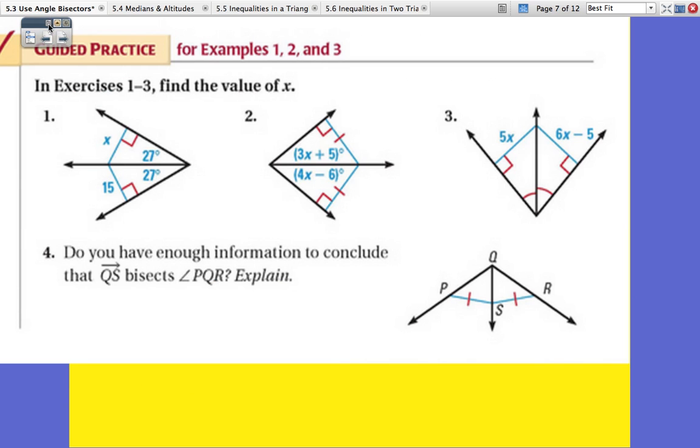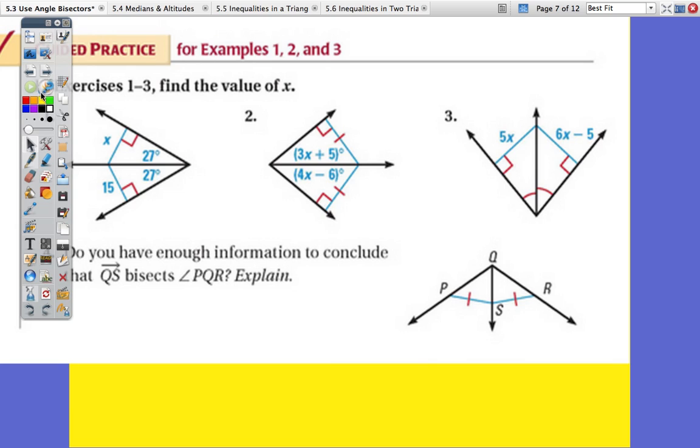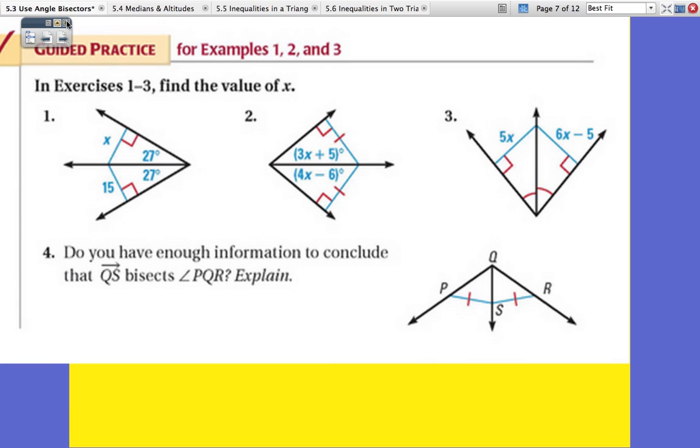Let's try these exercises together. So here, because these are congruent, these have to be congruent. So x also equals 15. Here, because these segments are congruent, these angles have to be congruent. So you have to do 3x plus 5 equal to 4x minus 6. And I'll leave it up to you to solve for x. Here you have to do 5x equals 6x minus 5.